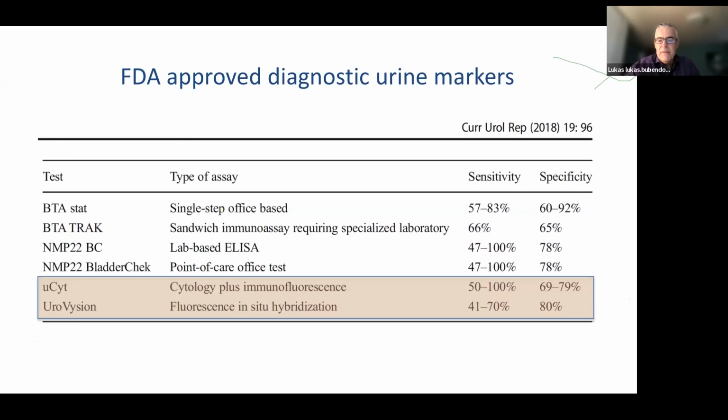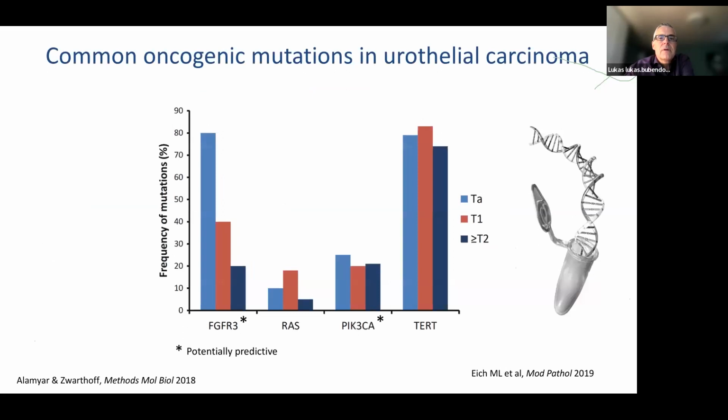And there are two FDA-approved assays to be applied on the cytological specimens. That's the UCyte. It's an immunofluorescent test. I won't expand on this one because it has gone out of the market. I was not so convinced about it anyway. And there is the UroVysion FISH test, fluorescent in situ hybridization, which is still out there and approved and is being used variably across different countries.